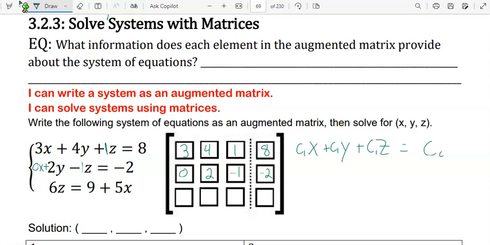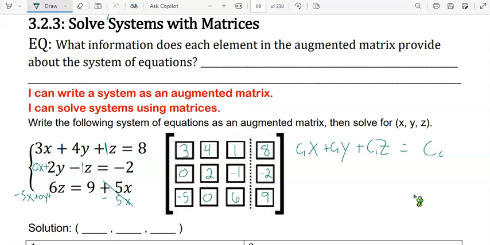The third equation, 6z equals 9 plus 5x. The 5x is on the wrong side of the equation, so we need to subtract that over. Also, there's no y, so let's put 0y in between those terms. And then now let's put those into the cells in the matrix: negative 5, 0, 6, and 9.